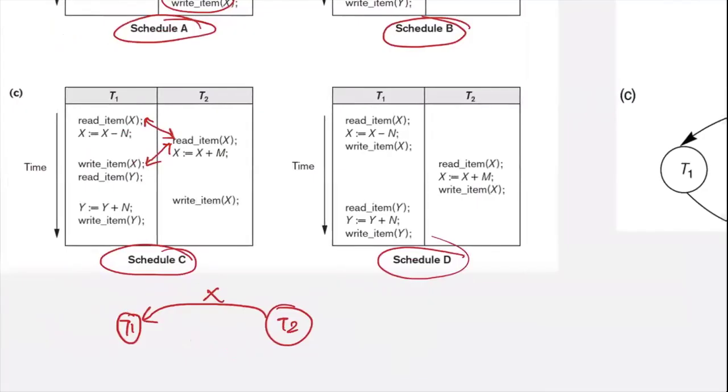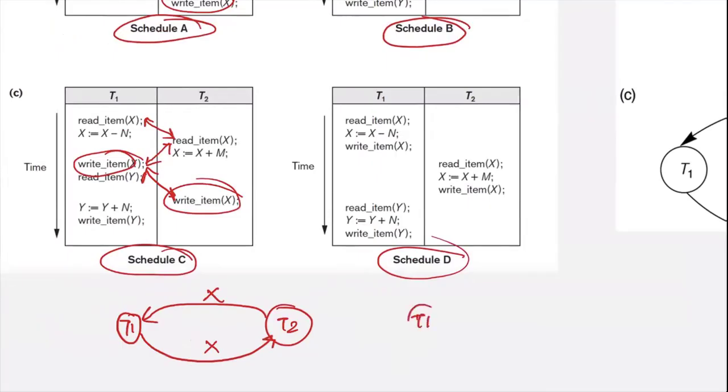Then if you look at these two operations, these two are conflicting operations. T1 does a write before T2 does a write. So from T1 to T2, we will have another edge. So this is my precedence graph. Let us draw for the last one also, schedule D.